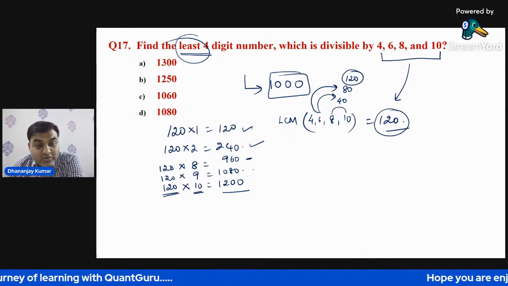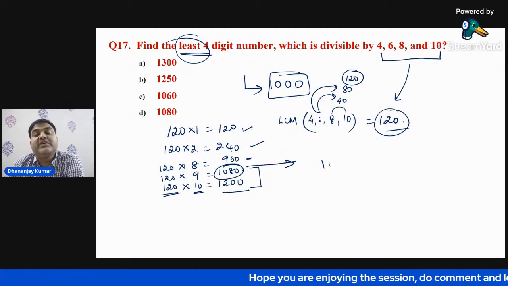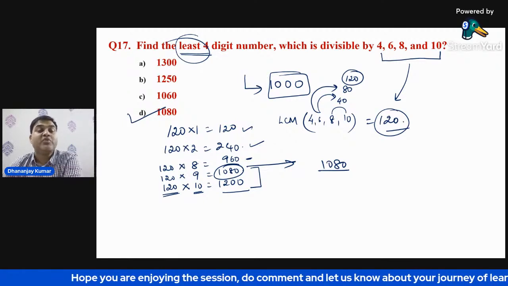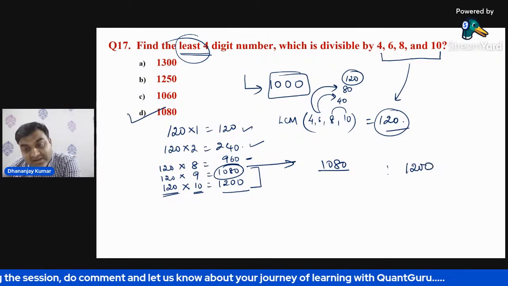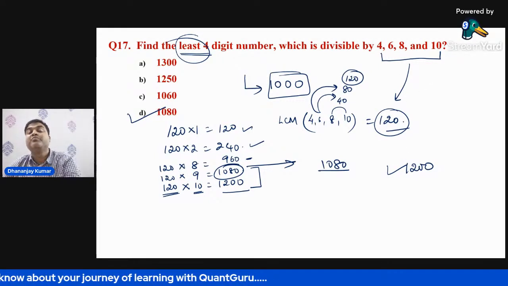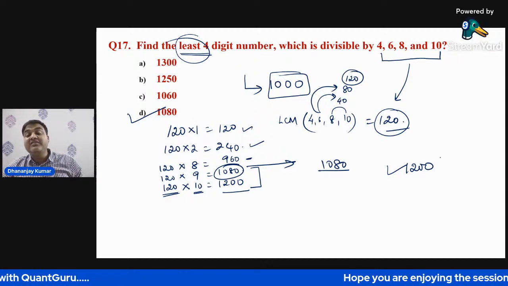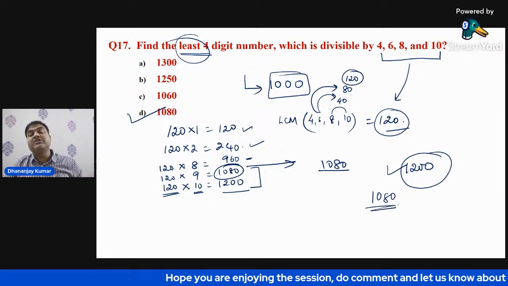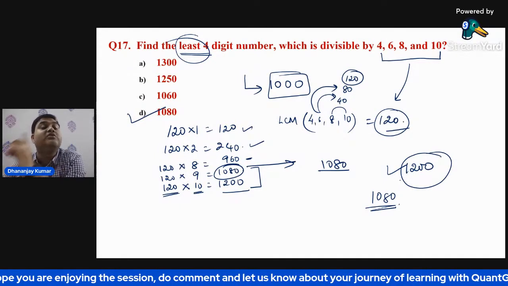So only these two are 4-digit numbers, and the least number is 1080. So 1080 will be the answer, right? 1080 will be the right answer, not anything else. Somebody has got 1200. 1200 can be divided by 4, 6, 8 and 10, all can divide 1200, definitely yes, but it is not the least number. There is 1080, which is the 4-digit least number which can be divided by all those 4 numbers, 4, 6, 8 and 10.